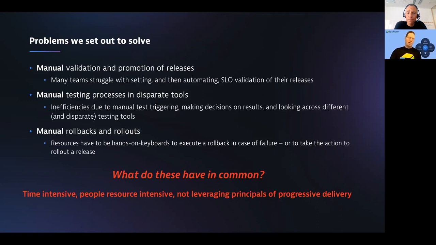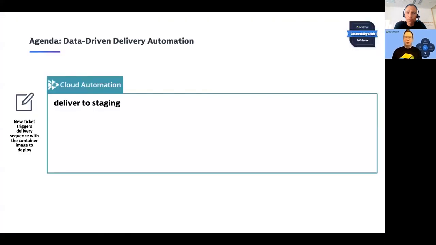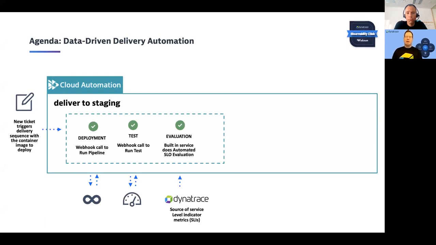Right. And that's what we're excited to show you today. We're going to walk through a use case which we're calling data-driven delivery automation. This is what we call progressive delivery, where we start by delivering something to staging. In some environments a code commit may trigger a process, or it may be driven by a ticket, like a JIRA ticket or some sort of change ticket, to promote my code. It typically goes through deployment, test, and then evaluating the quality. We want to assist in making this happen in a unified way.